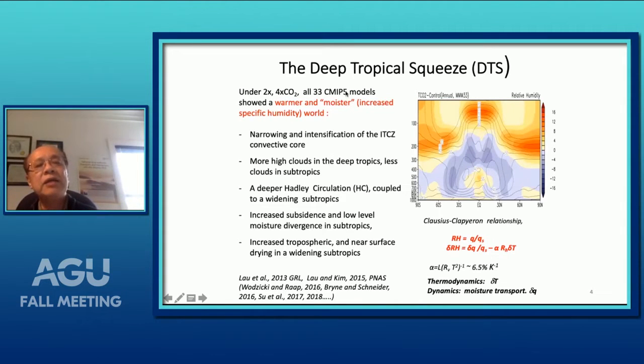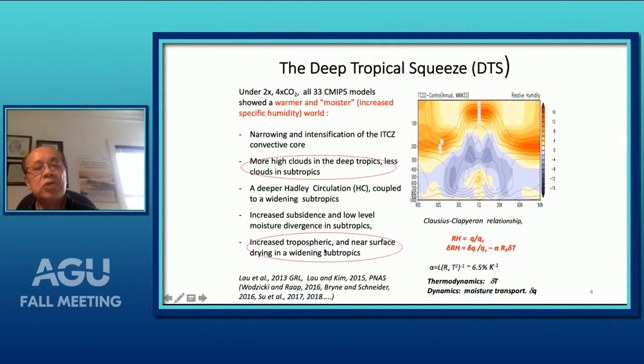So here is another global warming consensus result, showing some of the work done by ourselves and others, showing that under 2 times or 4 times CO2, there is a strong feedback or signal in the ITCZ structure. There is a narrowing and intensification of the ITCZ, more high clouds in the deep tropics, and a deeper Hadley circulation, increased subsidence at low level, increased tropospheric warming and near surface drying.